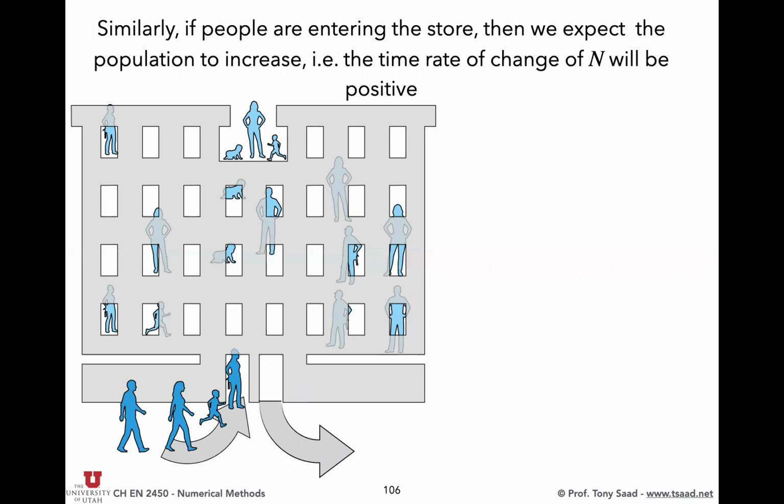Similarly, if people are entering the store, then the population is going to increase, correct? So we expect the rate of change of the population in the department store to increase over time. And mathematically, what that means is that dN/dt is equal to some rate of people coming in. Now, again, that rate is going to depend on the size of the population, but not necessarily the population inside the store. Rather, it's going to depend on the population outside the store.